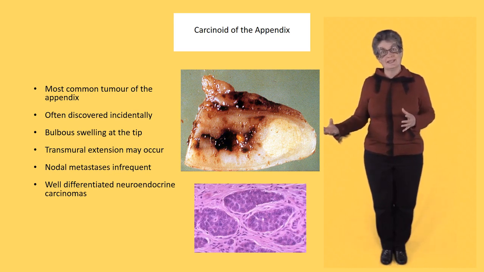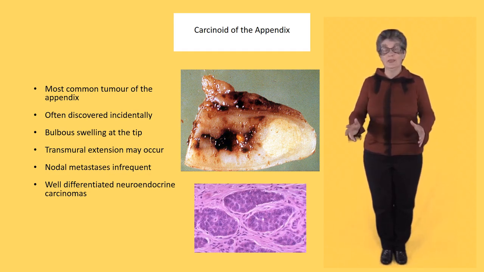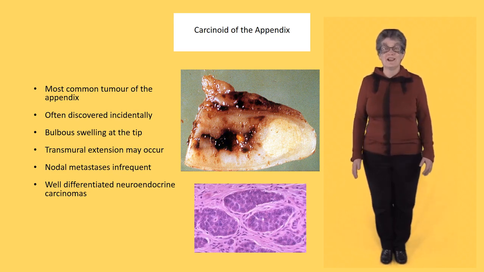Carcinoid tumours are an example of what we call well-differentiated neuroendocrine tumours, neuroendocrine tumours grade 1. There are also high-grade neuroendocrine tumours. We'll learn about some of them in the lung videos. Small cell carcinoma of the lung, for example.